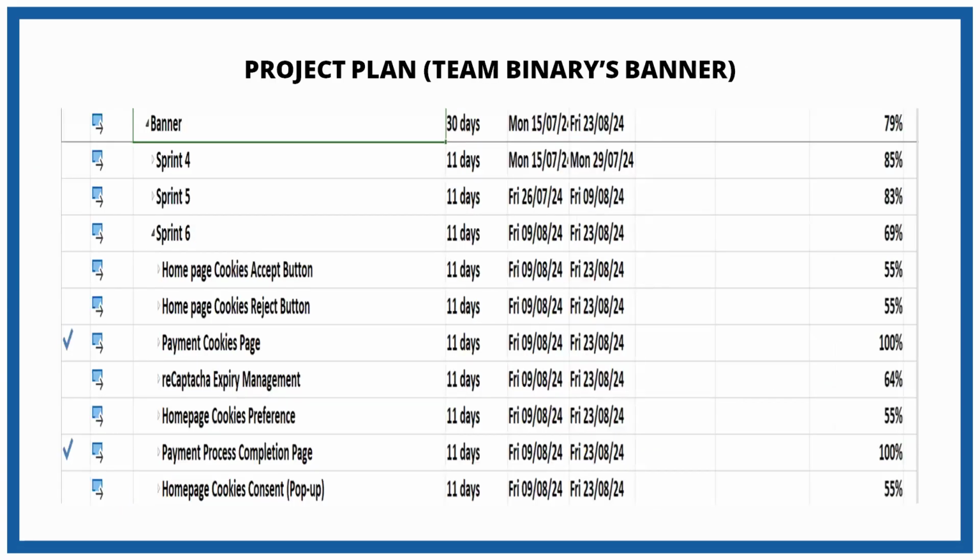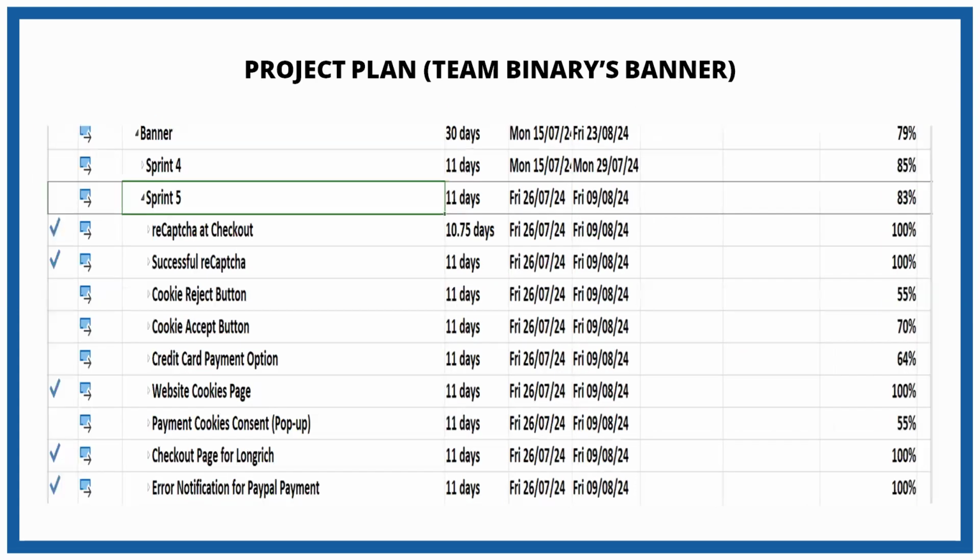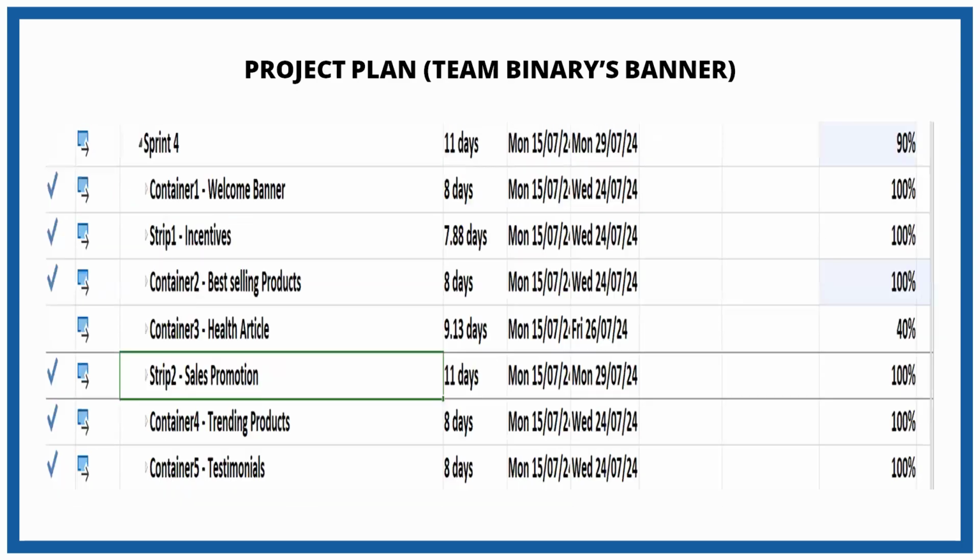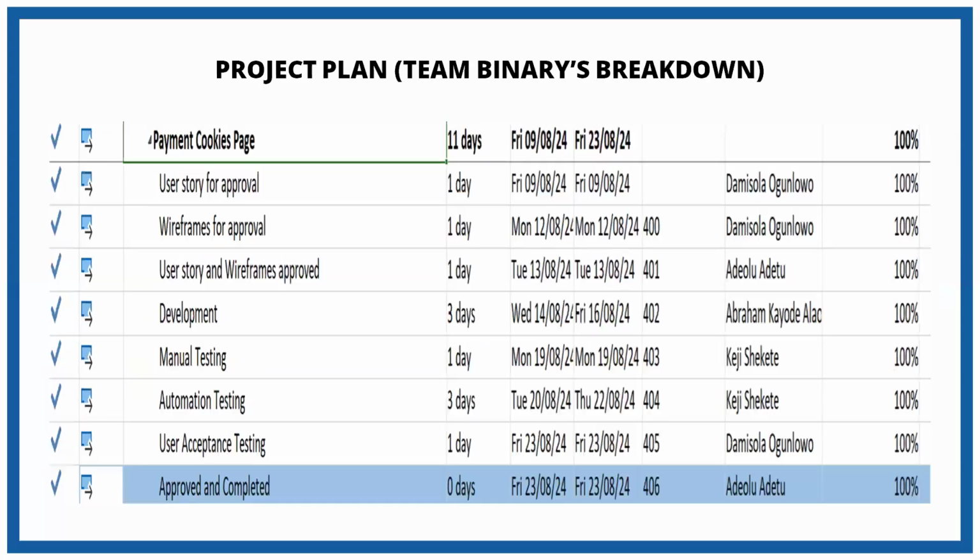Okay, same for binary, this is how it is. Next slide. This is for sprint 6. For sprint 5, next slide. And for sprint 4. Next slide, please. Okay, for binary, same, this is how it is for binary. If you open each of the PBIs, this is how it is.